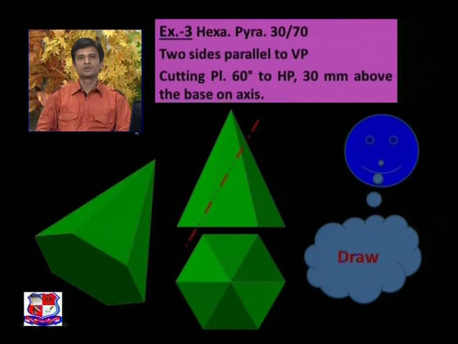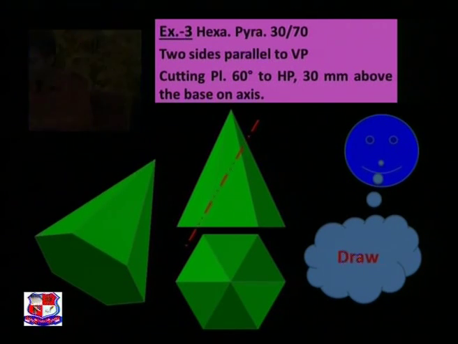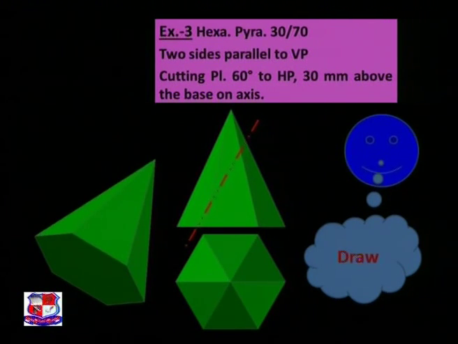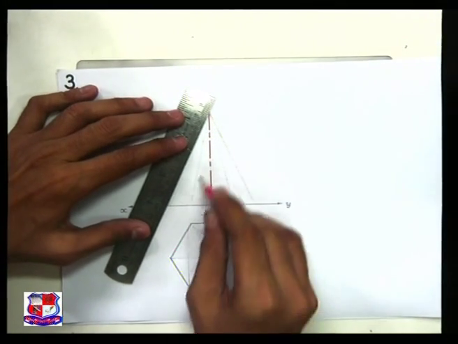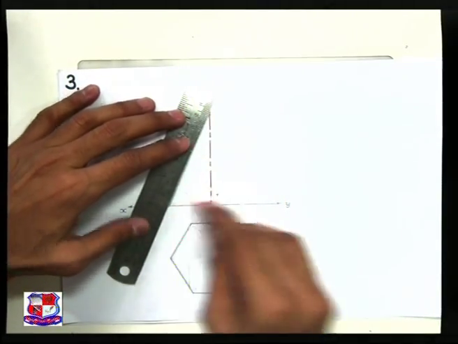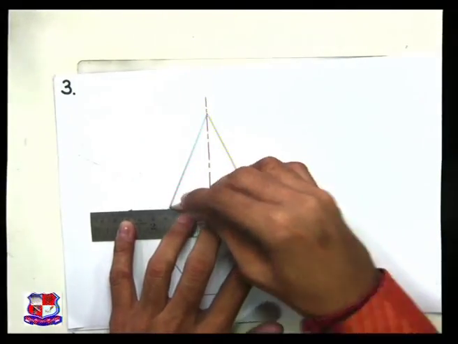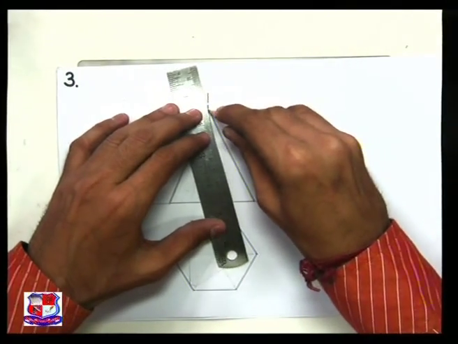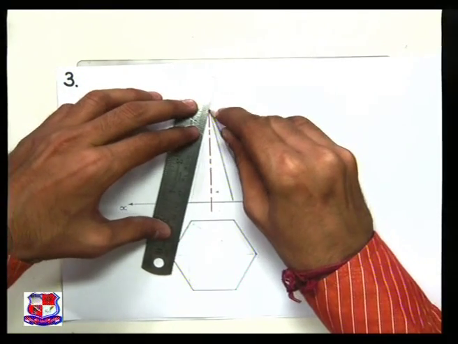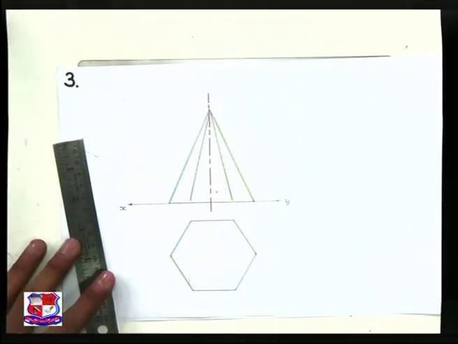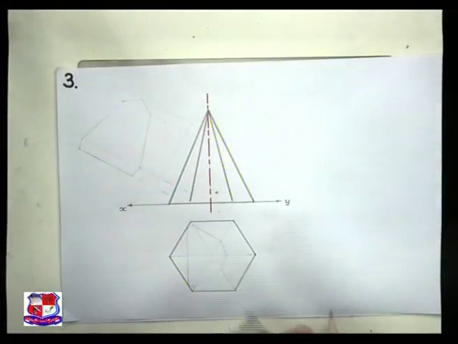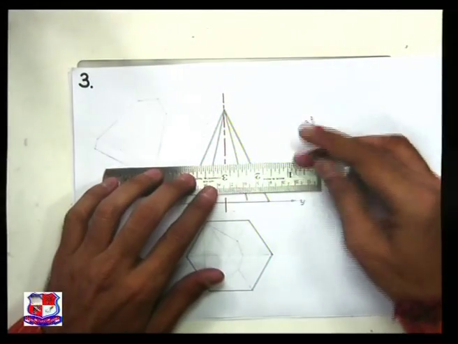So let me draw the solution of this problem. First we draw its top view, which is a hexagon, two sides parallel to XY line like this, and by taking projections we can draw its front view like this. Front view is a triangle, and these are the edges, right?